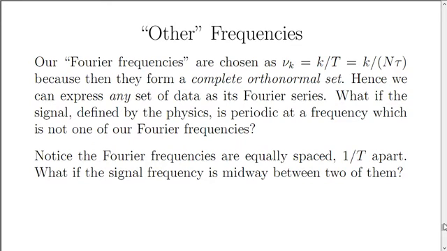By the way, we only compute usually the power spectrum at those Fourier frequencies. But we could compute it at other frequencies too. Our Fourier frequencies are chosen so they satisfy the periodic boundary condition, and because of that they form a complete orthonormal set. So we can express any set of data as its Fourier series, but what if the signal defined by the physics is periodic, but at some frequency which doesn't happen to be one of our Fourier frequencies? Now notice that the Fourier frequencies are equally spaced. They're 1 over t apart. What if the signal frequency is midway between two of them?